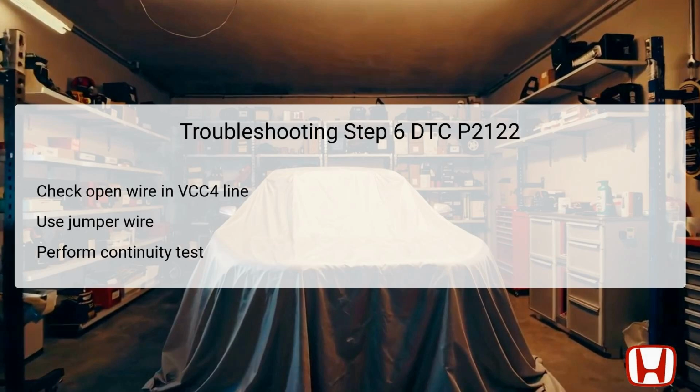Continuity tests will involve checking the wiring from the PCM's connector A back to body ground, ensuring there's a complete and functional circuit. If continuity is confirmed here, it suggests the VCC4 wire is operational. As previously practiced, if there are issues with continuity, further repairs will be required to the wiring between the PCM and the APP sensor to rectify the low voltage reading presented by the DTC P2122.